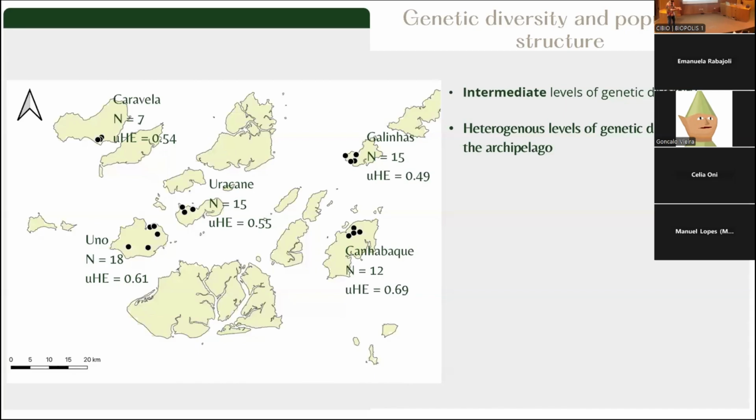I mean, guenons are indeed very diverse species, but it's heterogeneous across the archipelago. And this could be for many different reasons. Could be the carrying capacity of the islands, because some islands are bigger than others. Could be due to the colonization history itself. If it's sequential colonization, we'll tend to have lower diversity in islands that are furthest away from the continental part.